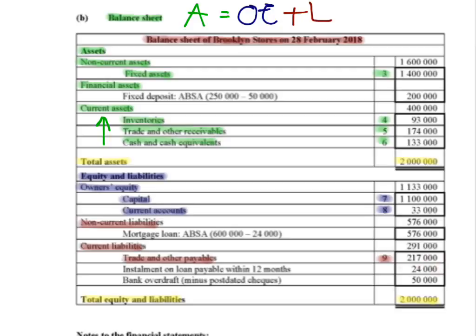After you've completed this, your equity plus your long-term liabilities plus your short-term liabilities is all added together to get your total equity and liabilities. And then total equity and liabilities should match up with total assets, and therefore I know that my accounting equation is in balance. Therefore my balance sheet is also in balance.